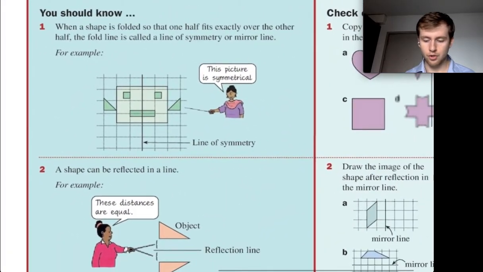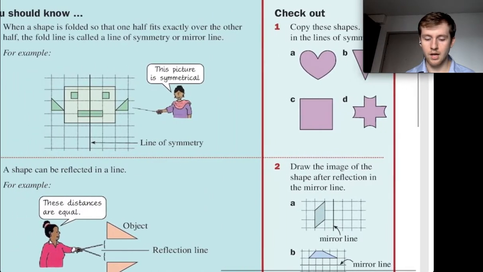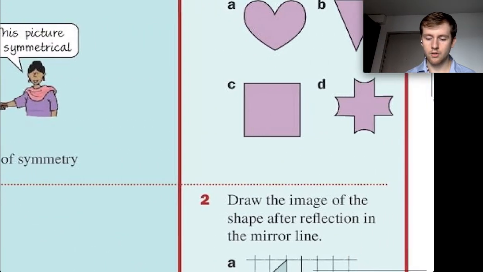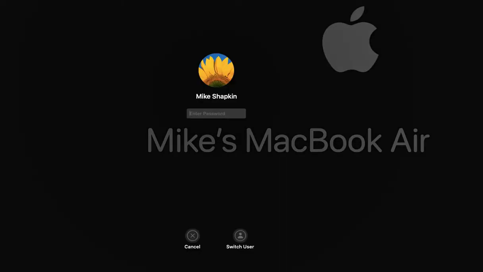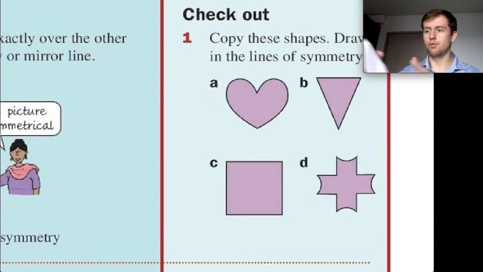First, you should know about lines of symmetry. So what are actually lines of symmetry? A line of symmetry is a line such that when you fold a shape along it, the shape fits itself perfectly. So let me show you an example.